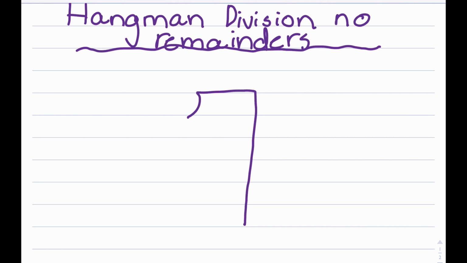And today we are going to be teaching you Hangman division with no remainders. Let's get started. First, come up with a problem. Our problem will be 927 divided by 3.